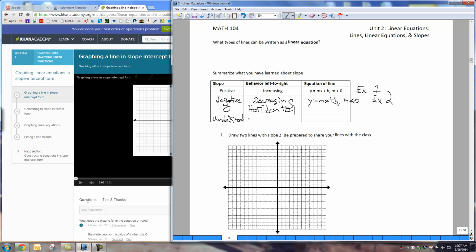When you have a slope that's undefined, the behavior from left to right is vertical. And the equation of this line is always x equals whatever the x-intercept is. We'll call it x-intercept, because there's not a specific name for it. And this one was example 3, and this one was example 4. So that is the 4 types of lines you will see: positive slope, negative slope, 0 slope, or an undefined slope. Okay?